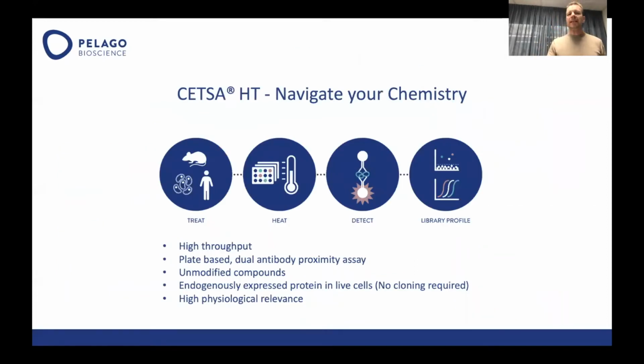So the CETSA HT assay, we say that it's well suited for navigating your chemistry, and that's because you get, by using plates, the high throughput. And you can use that on completely unmodified compounds, and also the protein that you're detecting is unmodified. So we use endogenously expressed protein, i.e. there is no cloning involved in this. And that combination of not modifying the proteins and selecting any sample matrix that contains your biology of interest, of course, gives you a very high physiological relevance of the output of your test or your assay.